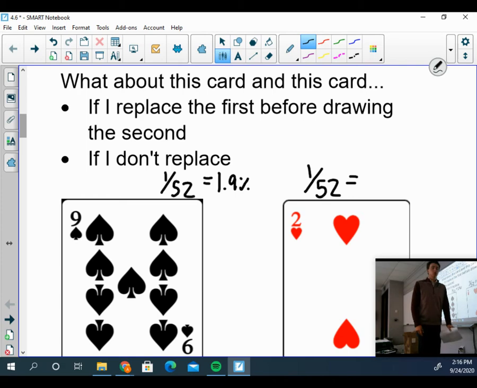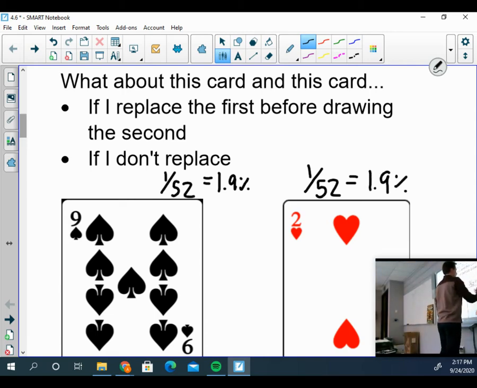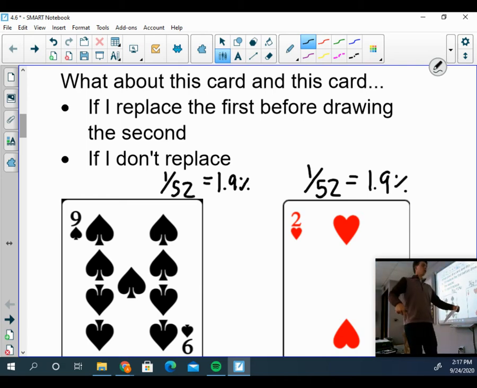So 1 in 52, I pull out that nine of spades, put the card back, shuffle them all up, and then the card I pull is a two of hearts. So again, another 1.9% chance. So you might be sitting there thinking, okay, well, it's 1.9%. Or we double it, and it's 1.9 plus 1.9, so 3.8% chance.